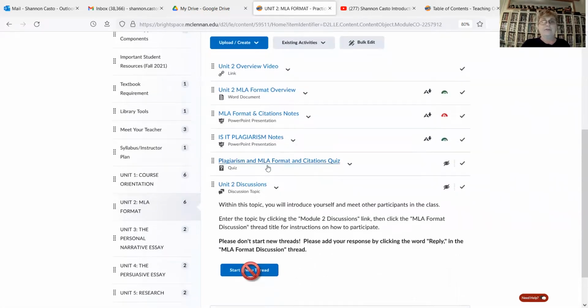Okay, then I have a plagiarism and MLA format and citations quiz. So if they go over these notes, the quiz should be really straightforward, and it just lets me know that they've read over the notes. And then lastly, we'll have a discussion board, and it will be a question about their background.